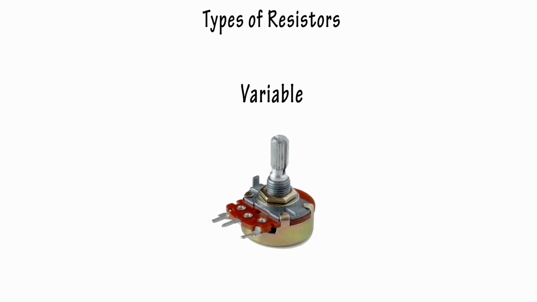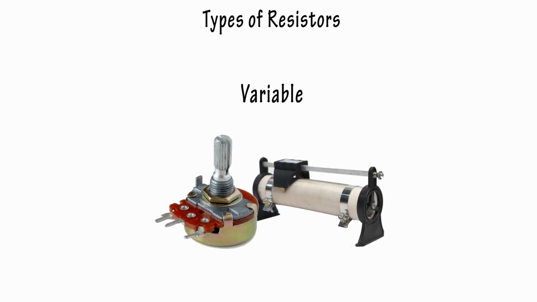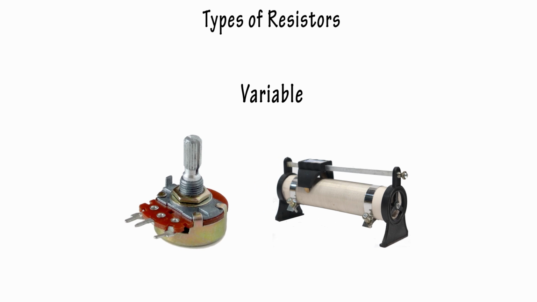Variable resistor is also a resistor whose resistance value can be varied by changing the position of its movable terminal. The movable terminal can be adjusted either in a rotary or in a linear motion. The types of variable resistors are potentiometer and rheostat.